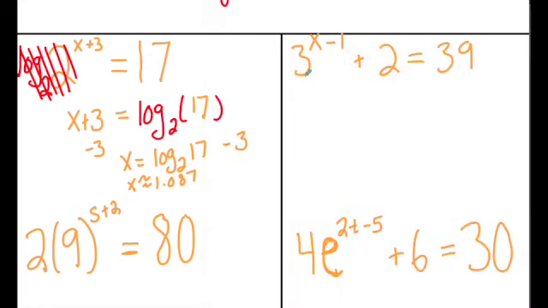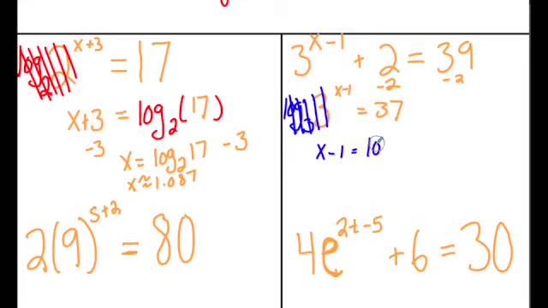Okay, very good. On this one, we're going to get the base alone, so that's going to involve subtracting 2. So 3 to the x minus 1 is 37. So we ask, is 37 a power of 3? And it is not, so we're going to take the log on both sides. I'm going to choose the base to be 3. So I get x minus 1 equals the log base 3 of 37.